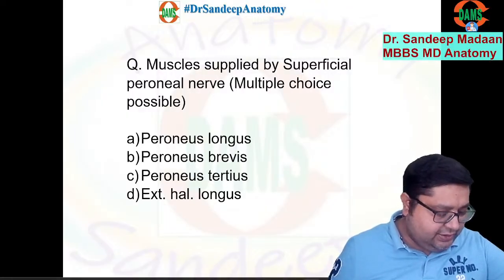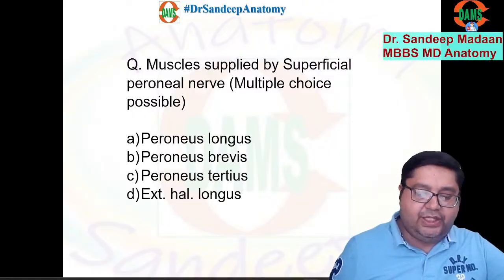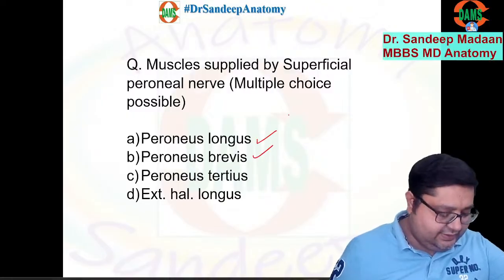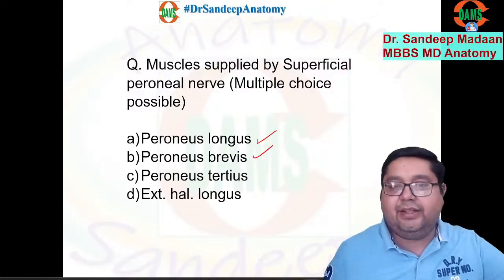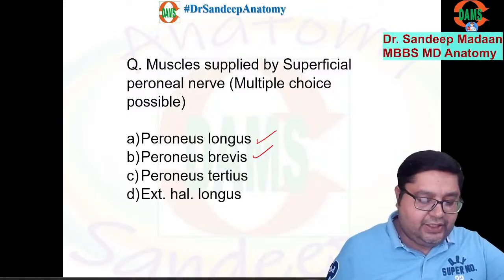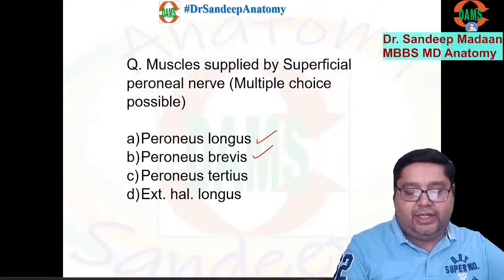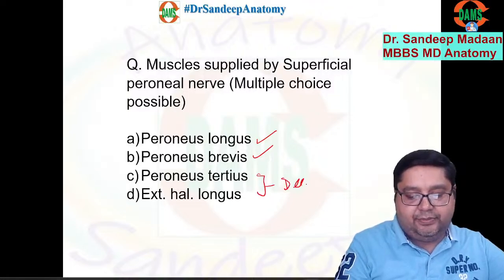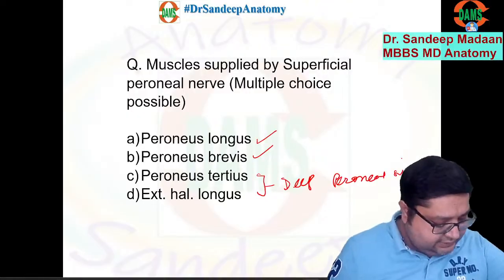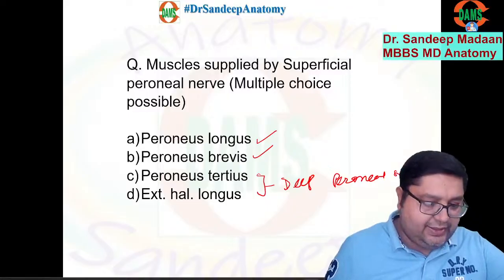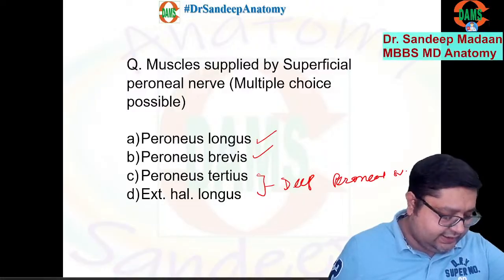What option have you put? आपने क्या mark करा है? It is peroneus longus and peroneus brevis, right? These two muscles of the lateral compartment will be supplied by superficial peroneal nerve. Peroneus tertius and extensor hallucis longus, these are the muscles of the extensor group or anterior group, will be supplied by deep peroneal nerve. Peroneus tertius, beta, it will be taking supply from the deep peroneal nerve. AB should be the correct answer.